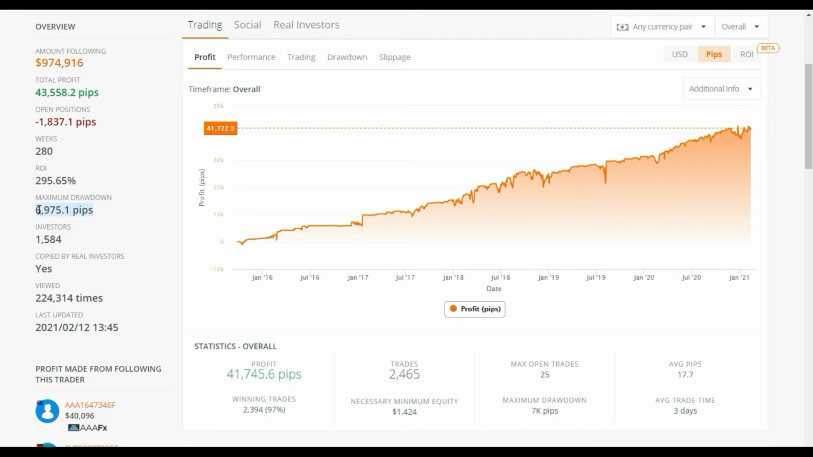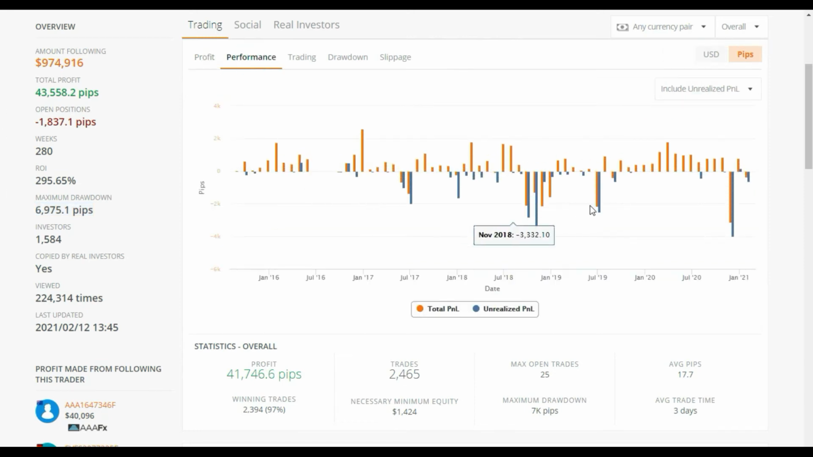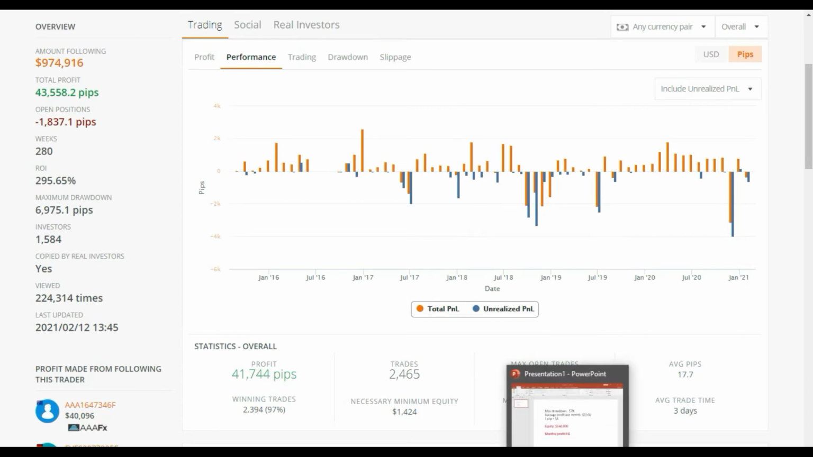Somebody will tell you, oh well, it's not a big deal because we have $40,000 profit and only $7,000 as a drawdown. And people think that the drawdown is not huge. And when we see this profit chart and performance chart, it looks okay. But in reality, let me show what this kind of drawdown can mean for you as a trader.